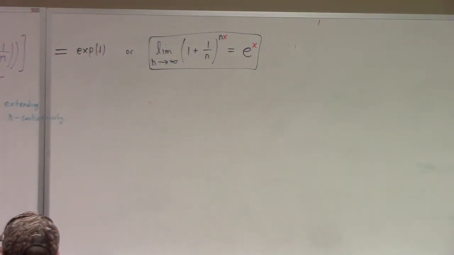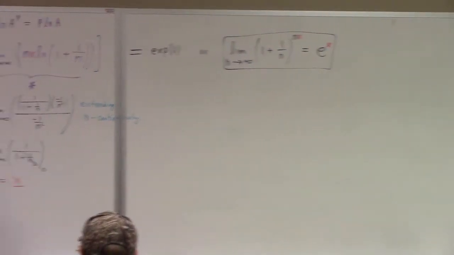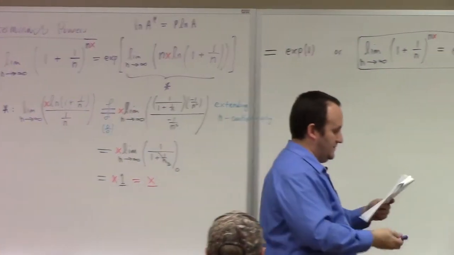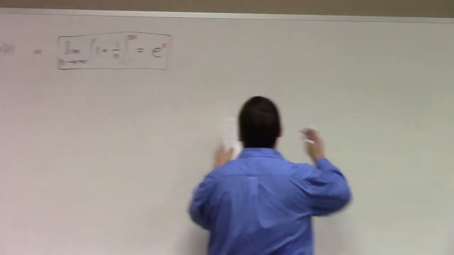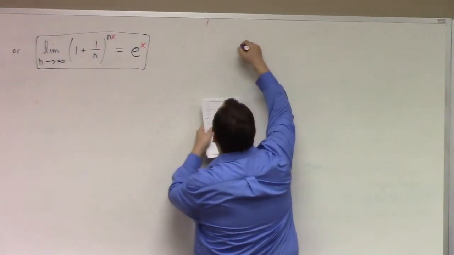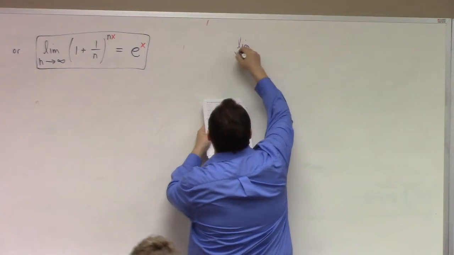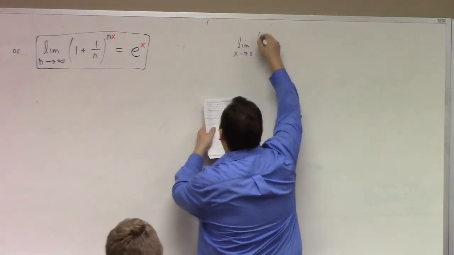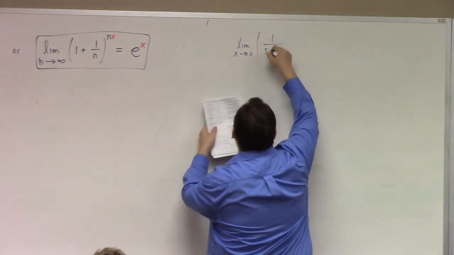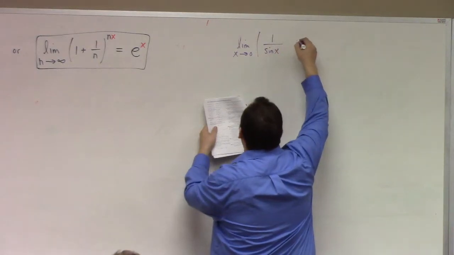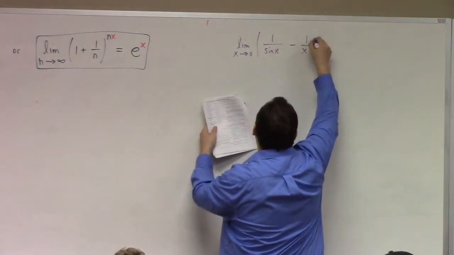All right. What are we to? We need other examples, yeah? Ooh, look at this one. The limit as x goes to 0 of 1 over sine x minus 1 over x.